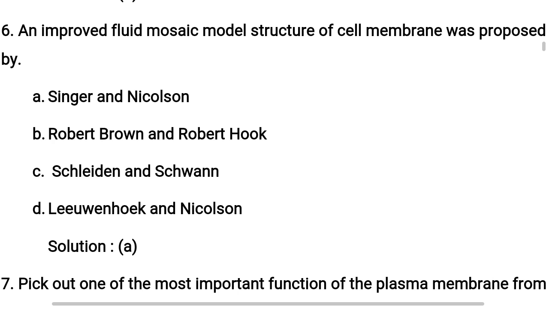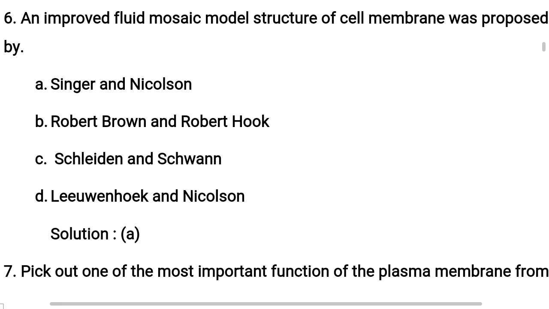Here students, I would like to give you a brief explanation for this question. Singer and Nicholson, these are the two great scientists, and they proposed an improved model of the structure of the plasma membrane in human RBC in the year 1972, which is widely accepted as the fluid mosaic model. Understood? So the correct answer for this question is option A, Singer and Nicholson.